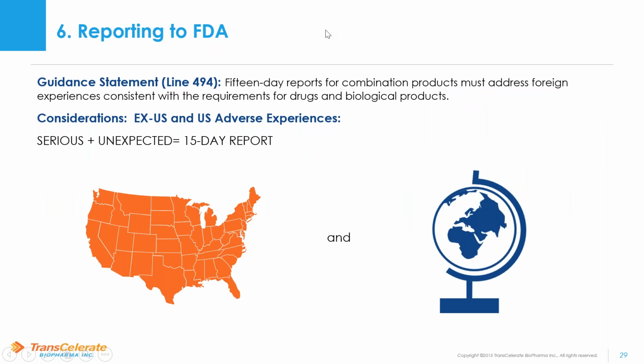So reporting foreign AEs to FDA. So 15-day reports for combination products apply to foreign experiences. Basically the intent here is foreign adverse experiences need to be treated the same as U.S. adverse experiences. So if they meet criteria for reporting under your 21 CFR 314 or 600, then they must be reported. Next slide.